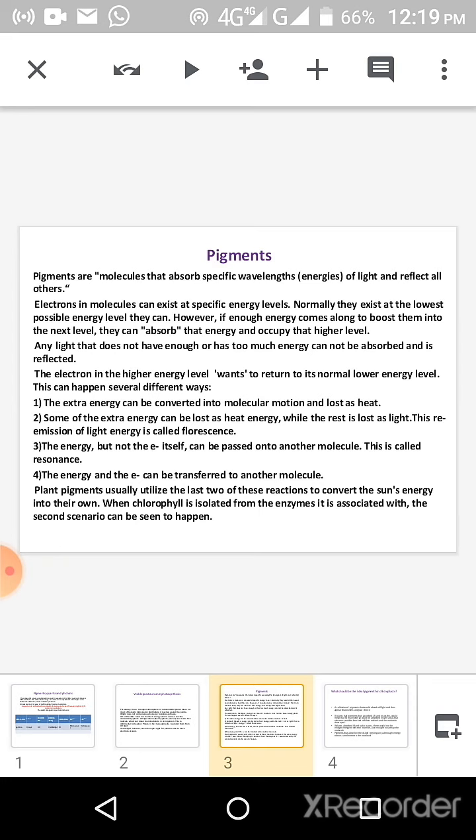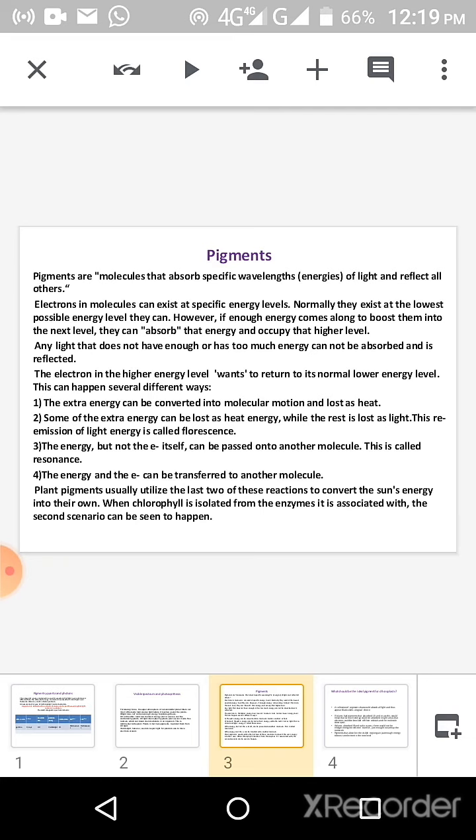Any light energy that does not have enough or has too much energy cannot be absorbed and is reflected. That means specific pigments can absorb specific lights, that is, only specific energy levels can be absorbed by these pigments. So each pigment is specific for a wavelength of light.